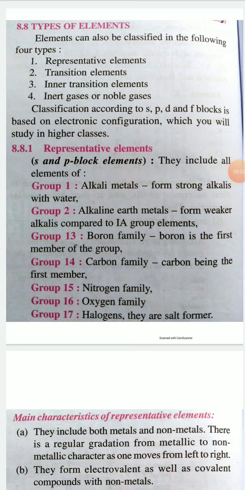Today I'll discuss ICSE class 9 chemistry. The topic is periodic table. Today I'll discuss types of elements. In the previous video I told about the modern periodic table.